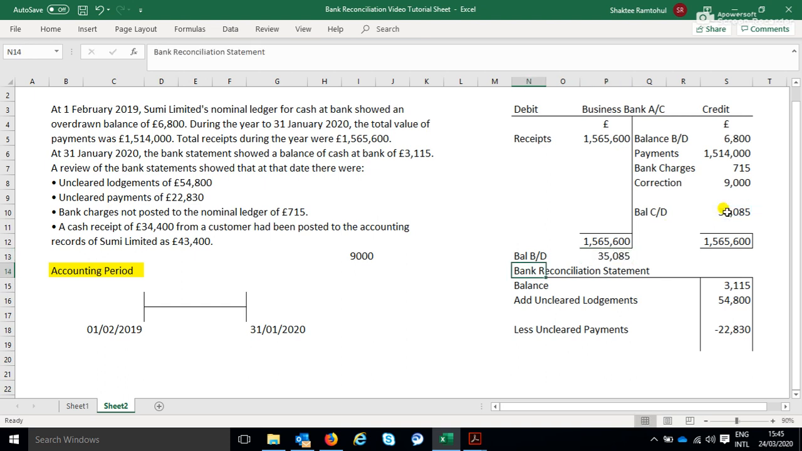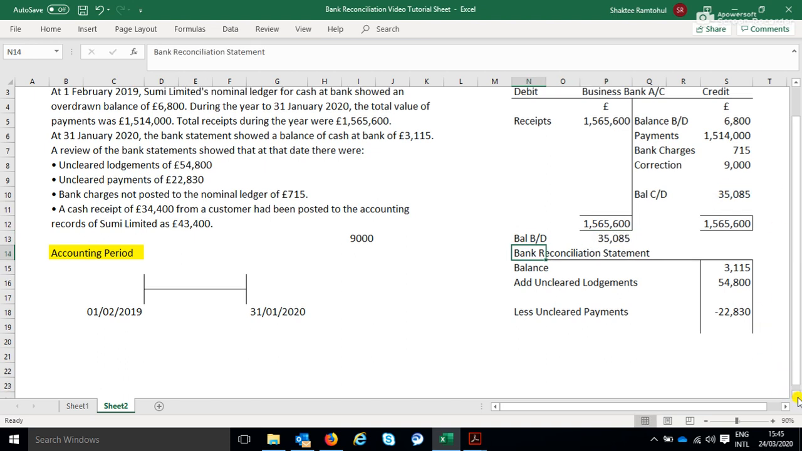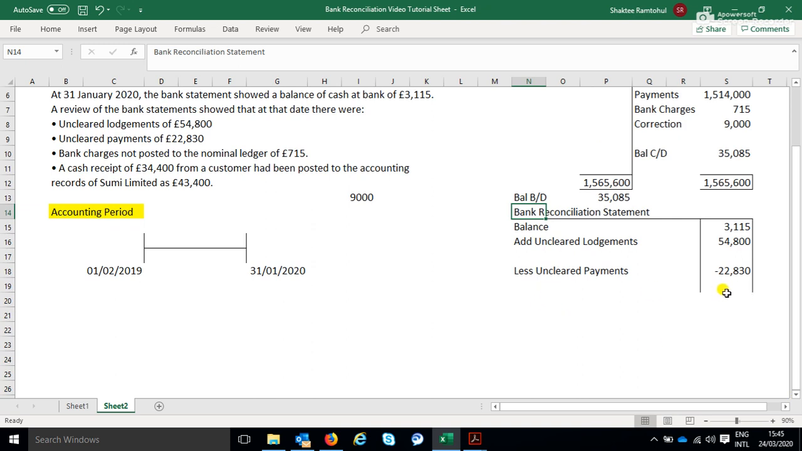There you go. Now let's see if this tallies with our bank statement balance. So I'm just going to sum all of these. Yep, as you can see, the balances have been reconciled. And there you go. This is lecture 3 and hopefully the final one in the bank reconciliation series.